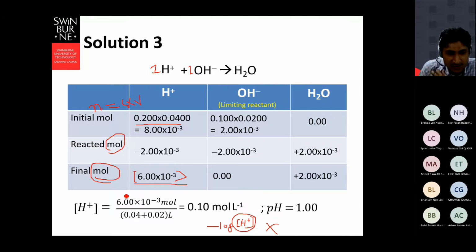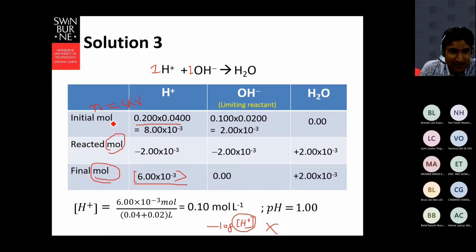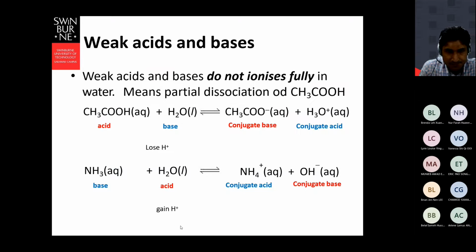And now, interestingly, the concentration has been changed. It is not 40 milliliter anymore. 40 milliliter of HCl we used, but to that 40 milliliter, we added another 20 milliliter of sodium hydroxide. So 40 plus 20 is 60 now. So the concentration will be changed to 0.1 mole per liter. Plugging that value in here gives us the pH of the solution, which is 1.